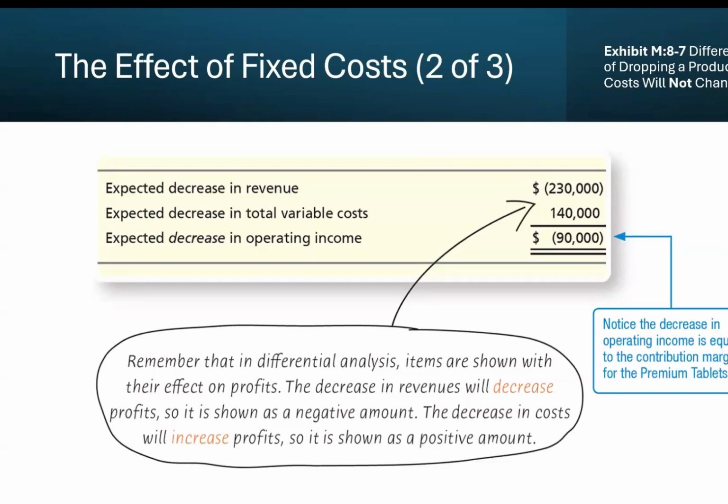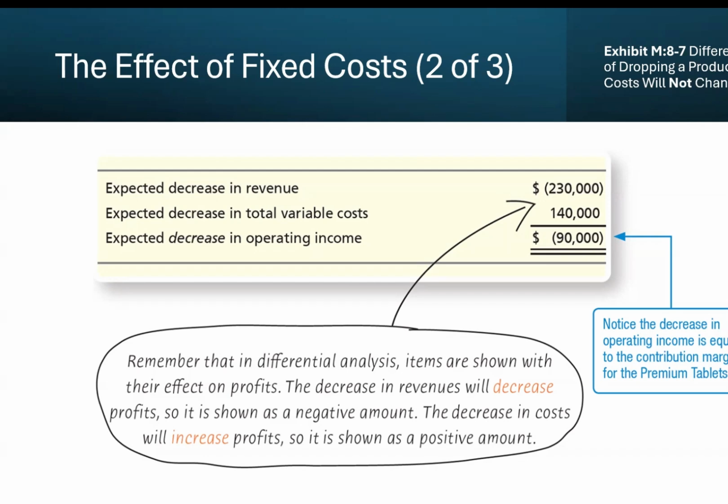So let's examine where fixed costs will remain unchanged. These fixed costs, which will continue to exist even after a product is discontinued, are often referred to as unavoidable fixed costs. Unavoidable fixed costs are irrelevant to the decision because they will not be affected by whether the company drops the product or not.